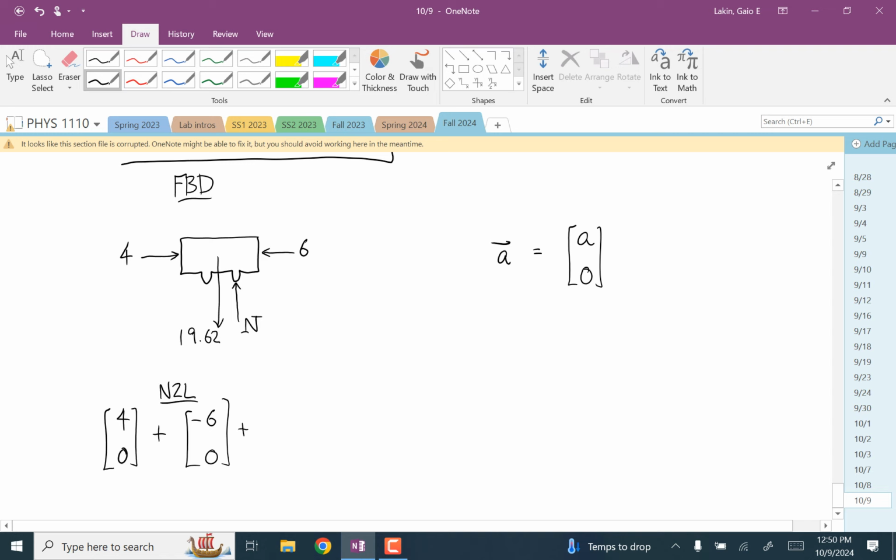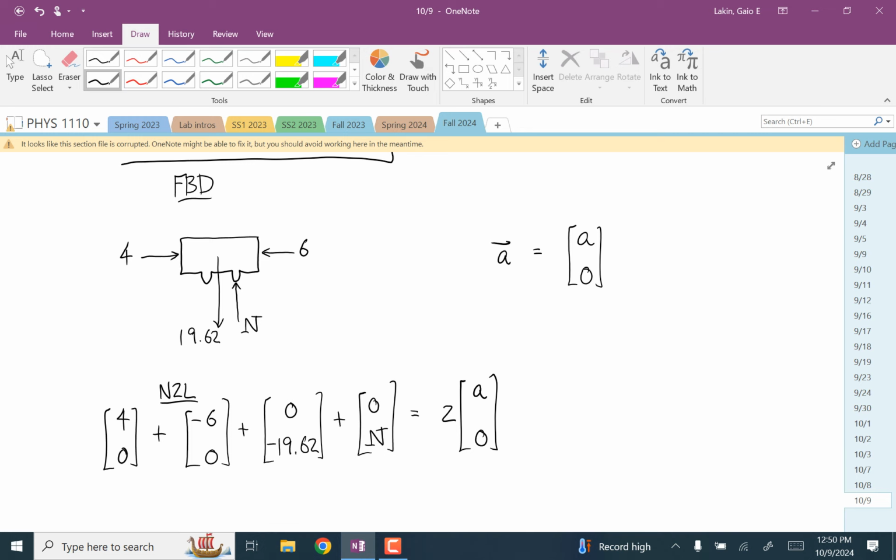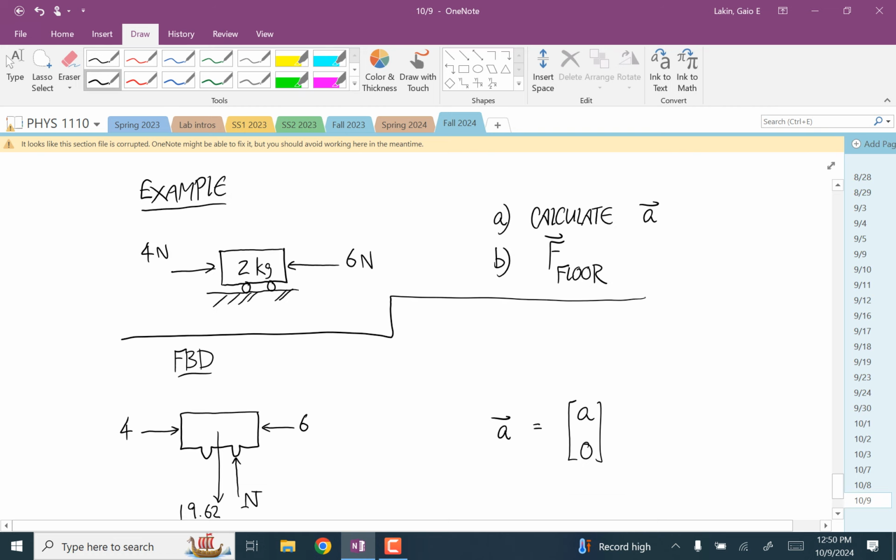The weight is in the negative y direction, so 0, negative 19.62. N is in the positive y direction, so 0, n. And that's equal to the mass of the cart, 2, times what we came up with for the acceleration vector. And now that we have this equation, see if you can go through from Newton's second law and figure out the answers to these two things, the acceleration vector and the force vector applied by the floor.